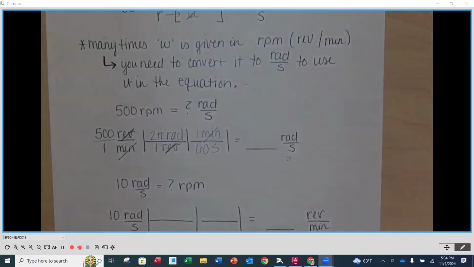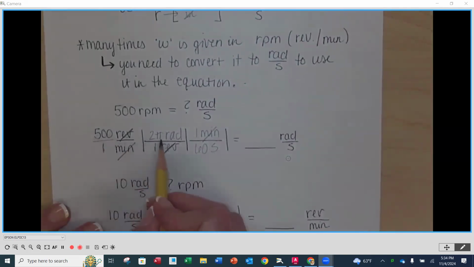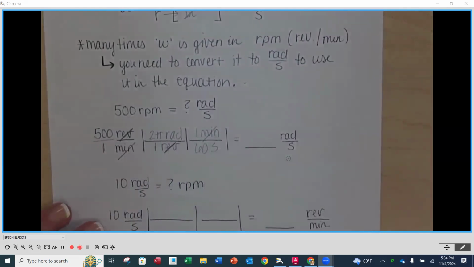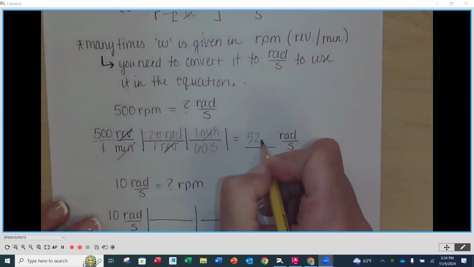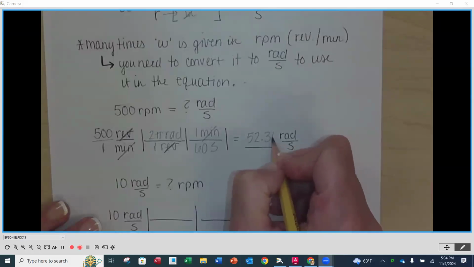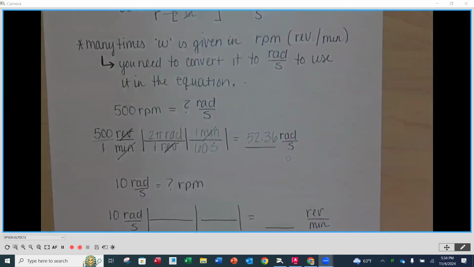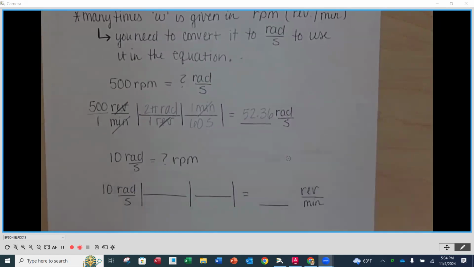Okay. So now I'm going to multiply across the top, 500 times 2 times pi, and then I'm going to divide by 60. What do I get for a number for radians per second? 52.6. 52.36. Okay. How many have seen that version of converting units before? Josh has, Jason has. Good. This is how you're going to be showing it for me all the time. All right. You'll never get it wrong.